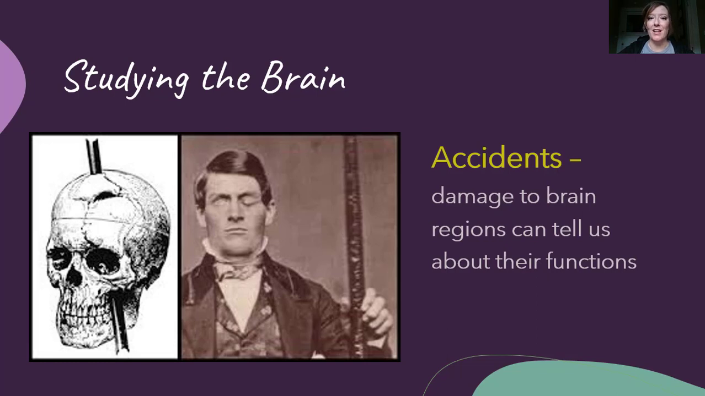The tamping rod that he is holding in his hand in the photograph shot through his head. It was there in the explosion, and it shot through his head in the illustration. You can see kind of where the trajectory was. It went up through, right there by the cheekbone, all the way up through his frontal lobe. And what we were able to do in this case study is document the changes to Phineas Gage. So accidents are a way to study the brain. Accidental damage to brain regions can tell us about the functions of the brain.